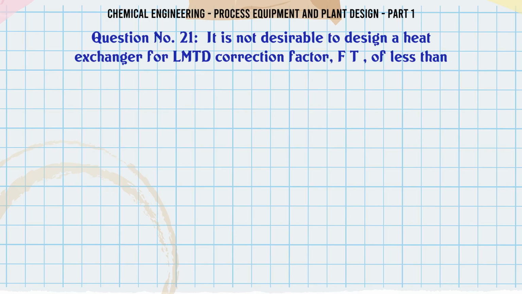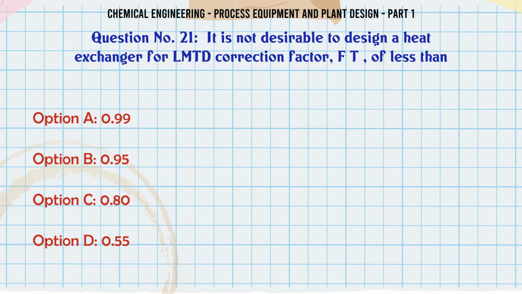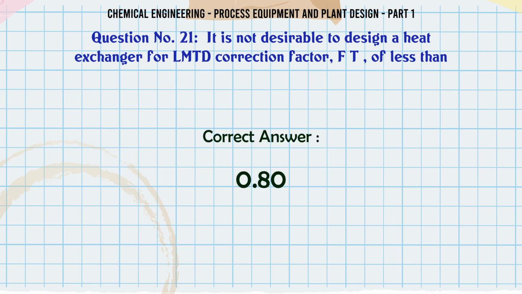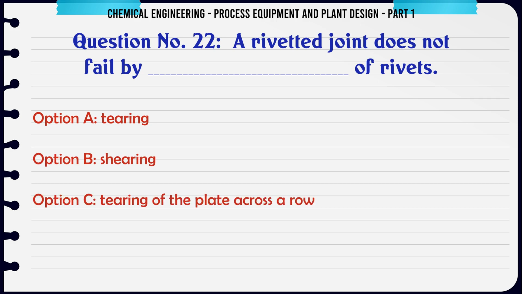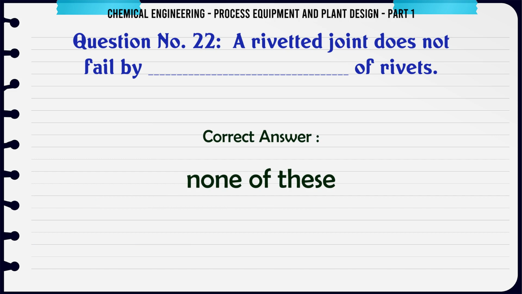It is not desirable to design a heat exchanger for LMTD correction factor, FT, of less than A. 0.99, B. 0.95, C. 0.80, D. 0.55. The correct answer is 0.80. A riveted joint does not fail by blank of rivets. A. Tearing, B. shearing, C. tearing of the plate across a row, D. none of these. The correct answer is none of these.